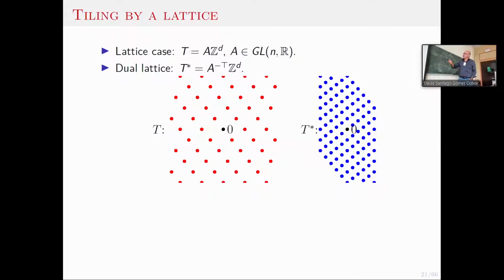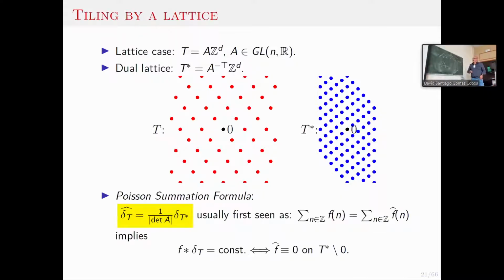So here are two pictures. This is T, and this is T star, the dual lattice. If you take this lattice and you expand it, make it thinner, this will become denser, right? If you spread out one, because of this inverse here, the other becomes denser, and vice versa. Now, for lattices in general, we have the so-called Poisson summation formula, which I'm sure you have seen before in this form.